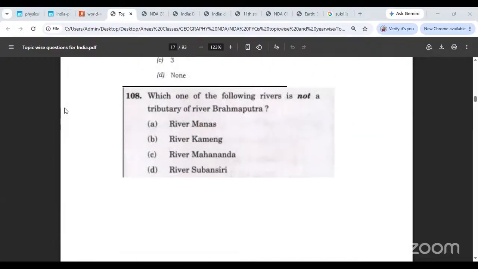Which of the following rivers is not a tributary of the river Brahmaputra? Mahananda, very correct. Mahananda is not a tributary of the Brahmaputra. It's a tributary of which river? Ganga. Very correct. Mahananda is a tributary of the river Ganga. Manas, Kameng and Subansiri are famously tributaries of the Brahmaputra. Out of these, which one is the largest and longest tributary of the Brahmaputra?